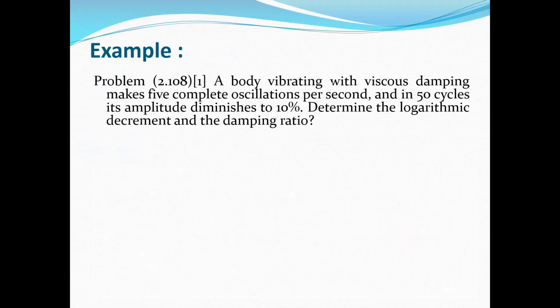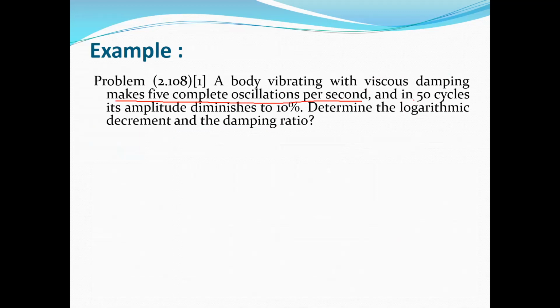A body vibrating with viscous damping makes 5 complete oscillations per second, and in 50 cycles, its amplitude diminishes to 10%. Determine the logarithmic decrement and the damping ratio. So from this data, from the first part, where it's mentioned that it makes 5 complete oscillations per second, we can easily obtain the period of the motion.